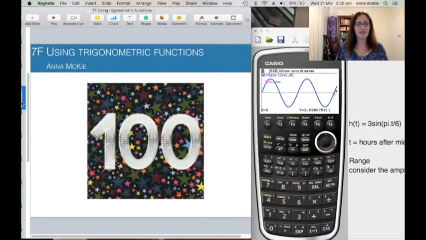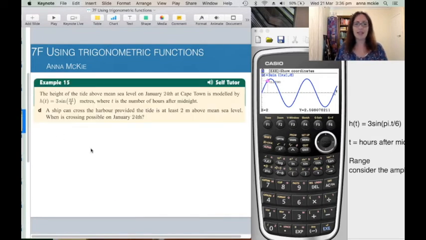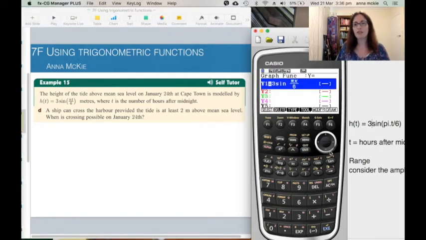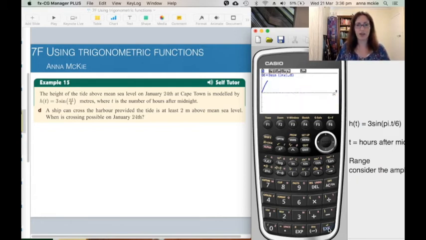Right, next. And part D, a ship can cross the harbour provided the tide is at least 2 meters above mean sea level. When is crossing possible on January the 24th? Now, a technique that I like to do is, as often as possible, create a visual. See what this could look like. So when is it above 2 meters? So is 2 meters an x value or a y value? It's a y value. So that means we can graph y is equal to 2. And let's see what that looks like.